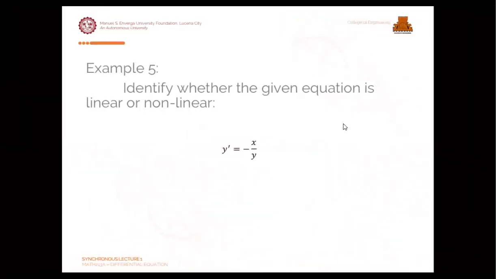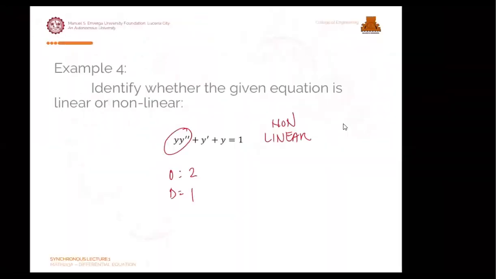Next, identify whether this equation is linear or non-linear. Okay? Here, we can rewrite this as y prime is equal to negative x. So there is again a presence of the product of the function and its derivative. So therefore, this is non-linear. Okay? Our order is first order only. Our degree is first degree only. Okay?